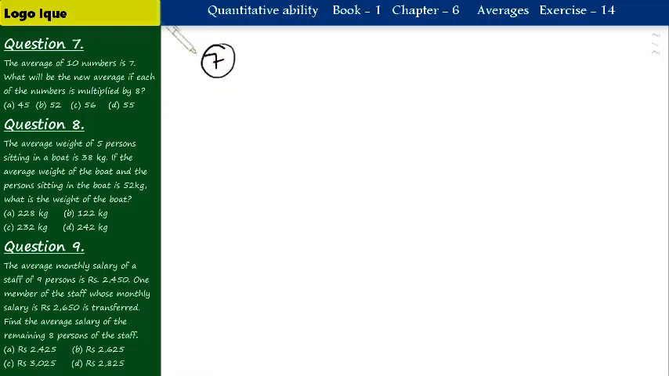Now the next question, question number 7. It says the average of 10 numbers is 7. What will be the new average if each of the numbers is multiplied by 8? Now please understand, if each of the numbers is multiplied by 8, then the average will also get multiplied by 8, right? Just remember that this question is directly solvable. So if the original average is 7, then the new average is equal to 7 into 8, which is 56. That's it. Nothing else has to be done.